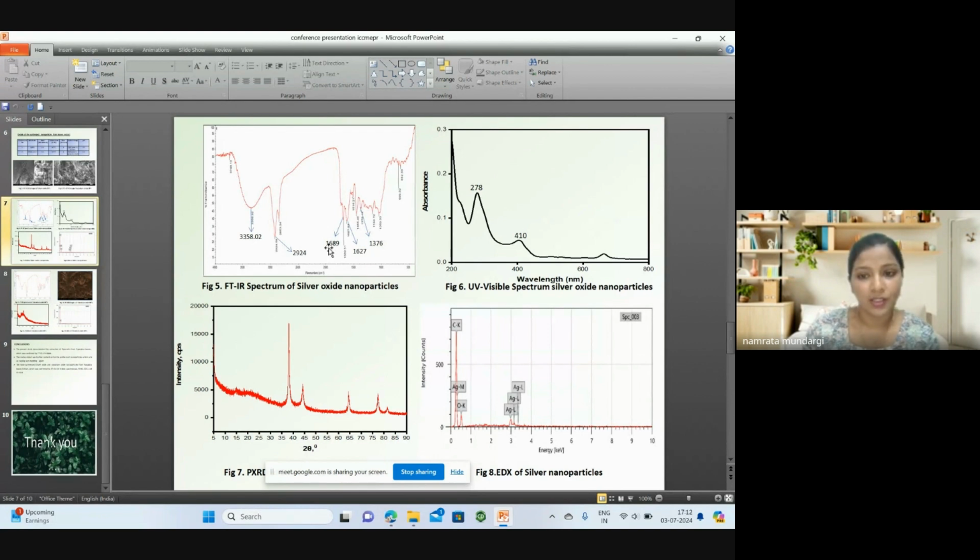In case of UV visible spectrum of silver oxide nanoparticles, we have got the two bands, band A and band B, at 278 and 410 nanometer. In case of powder XRD, crystalline structure is observed for the Bragg's angle 2 theta at different angles like 20.